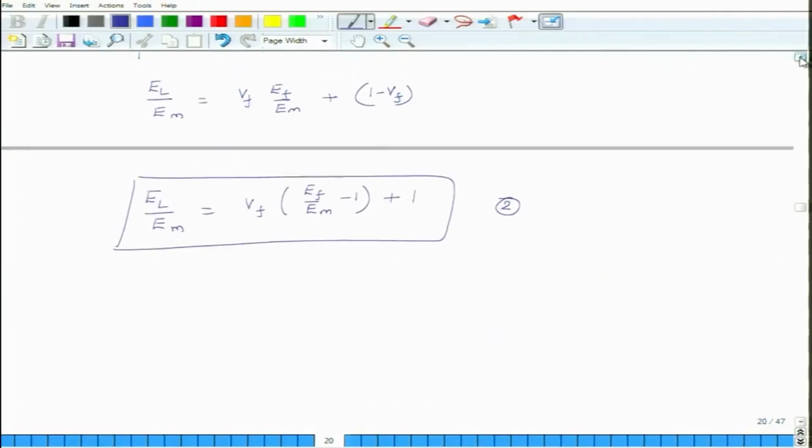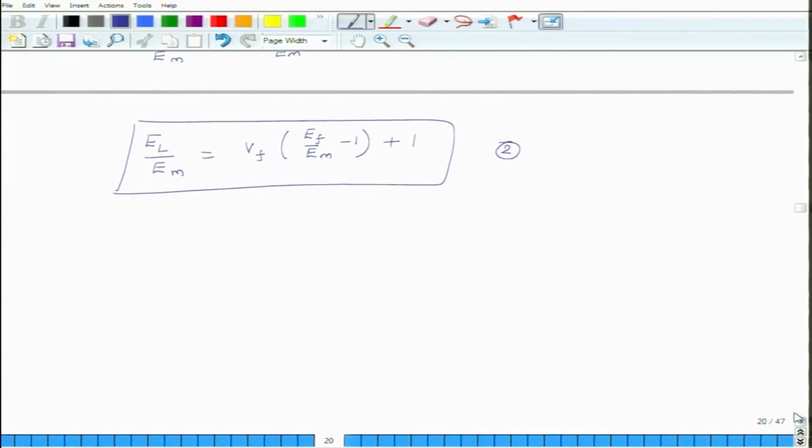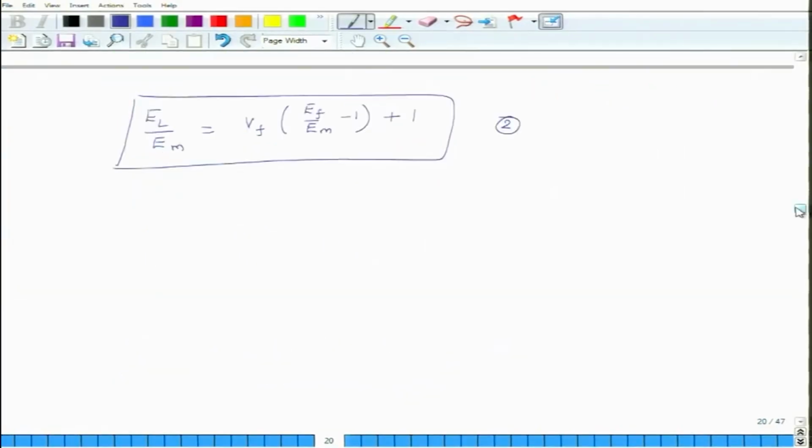So, these are the two forms, and I just wanted to give you some perspective of how strong is the influence of the fiber modulus on the overall modulus of the composite. So, we will do an example very quickly. So, we consider glass fiber and we consider graphite fiber.